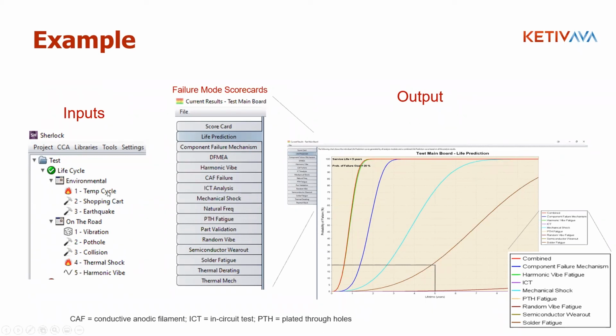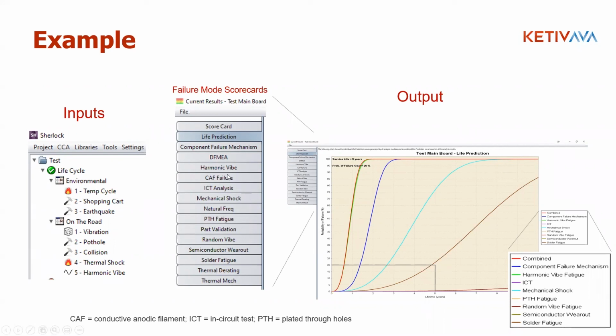So on the input side, we can look at temperature cycling, we could look at earthquakes, vibrations, potholes, collision, thermal shock, harmonic vibrations. So there's a number of different potential input conditions that the product might experience over its lifetime. And so in the Sherlock package, you would define, okay, I have a typical product cycle for a truck, and what kind of vibrations does it have to handle.